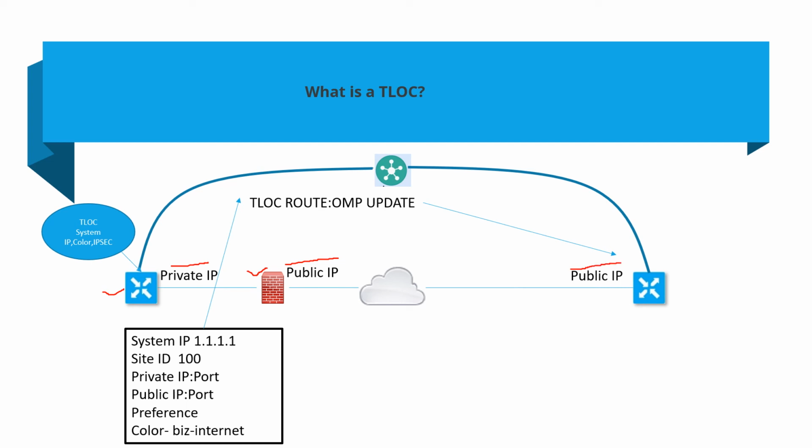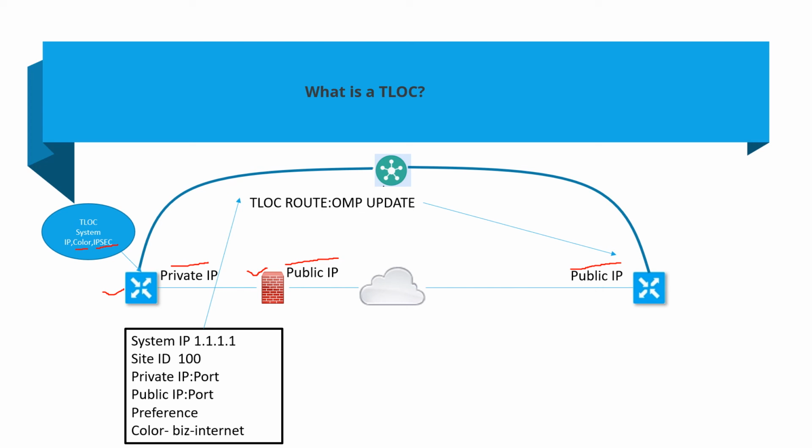So TLOC means, what is my system IP address? What is the color assigned to that tunnel interface, and then what is the encryption? So I have two methods of forming the tunnel. One is going to be IPsec and one is GRE. Here we are going to talk about the IPsec.